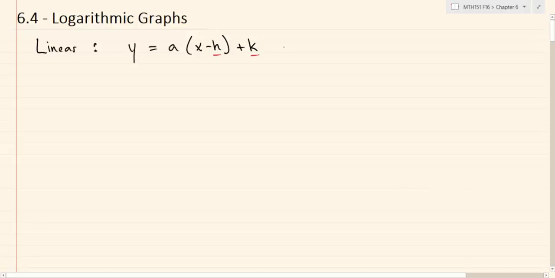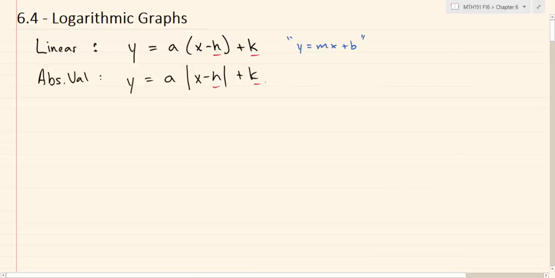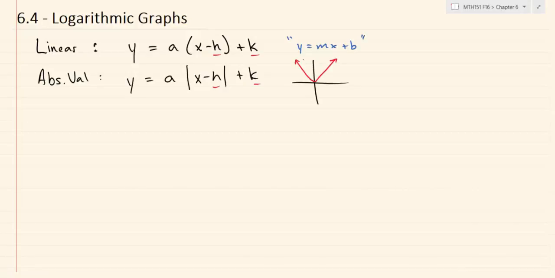We could also take this and write it as y equals mx plus b, and that was called slope-intercept form. And we used it a little bit, but actually I really like the y equals a times x minus h plus k. Then in addition to the linear, we had another version of this which was called the absolute value. And again, you had h and k, which represented a horizontal and vertical shift, and this graph looked something like this.